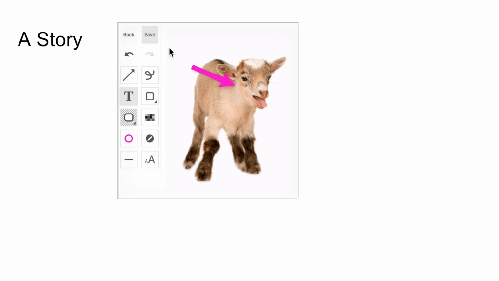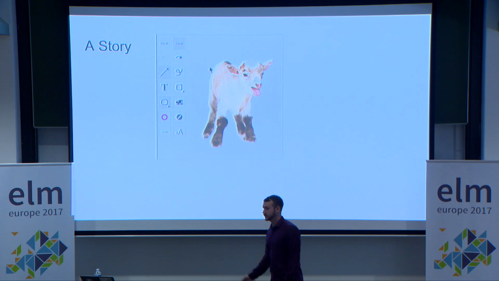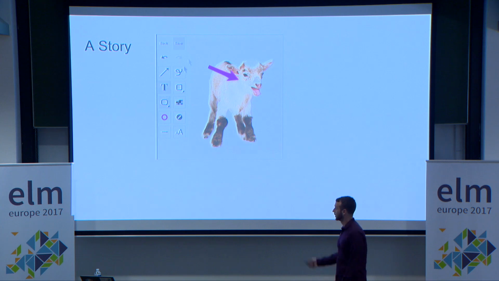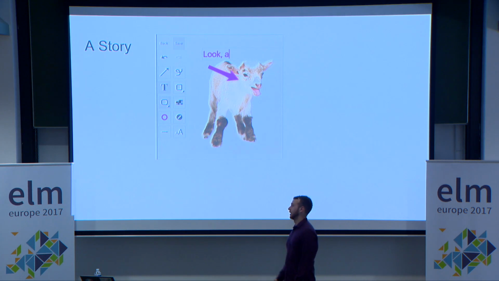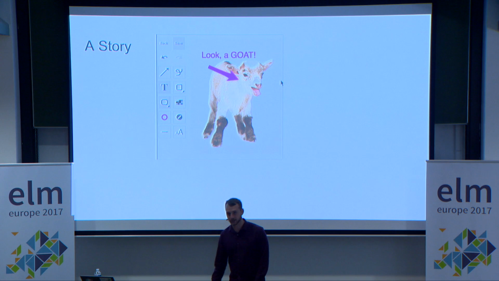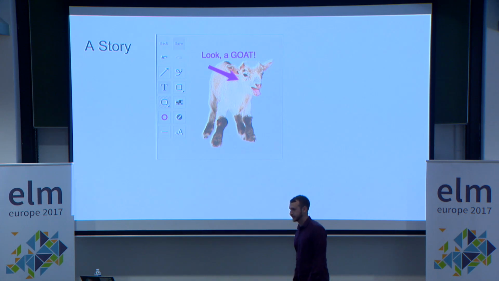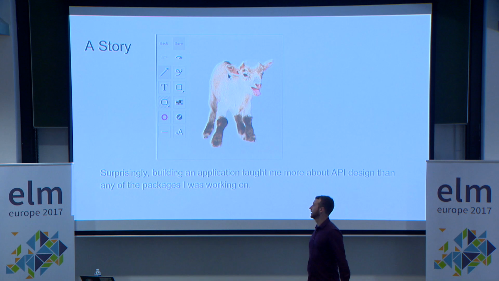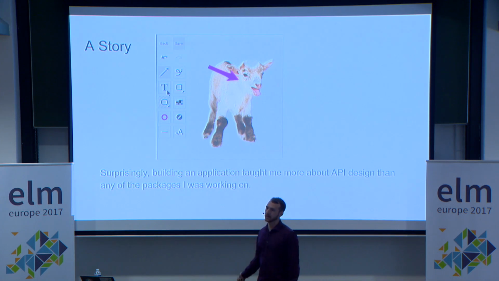So this is really where I learned to ask all these questions immediately, when I built my first app in Elm. It took only a year to start writing an app. But this was an app I wrote called Goat, hence the cute goat. It stands for Graphic Ornamentation and Annotation Tool. So you can add annotations to images, text boxes, and whatnot. But surprisingly, building this app actually taught me more about package design than any of the packages I was working on writing. And I want to talk about why that is with this section of what if we built APIs like we built products.